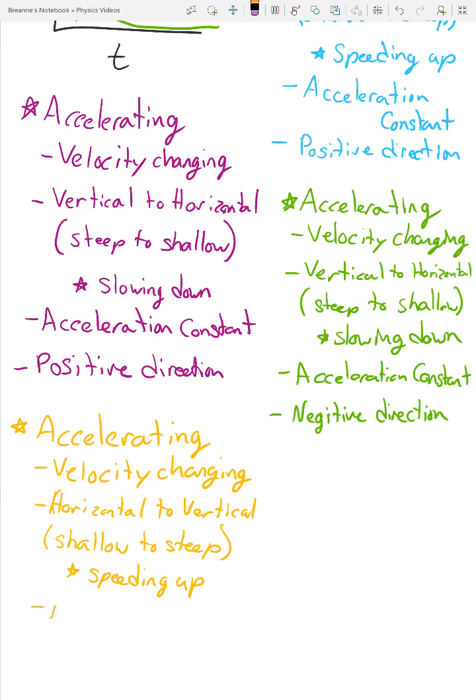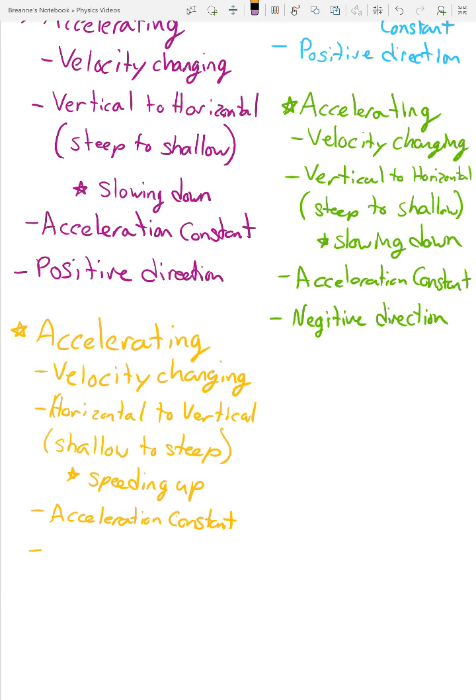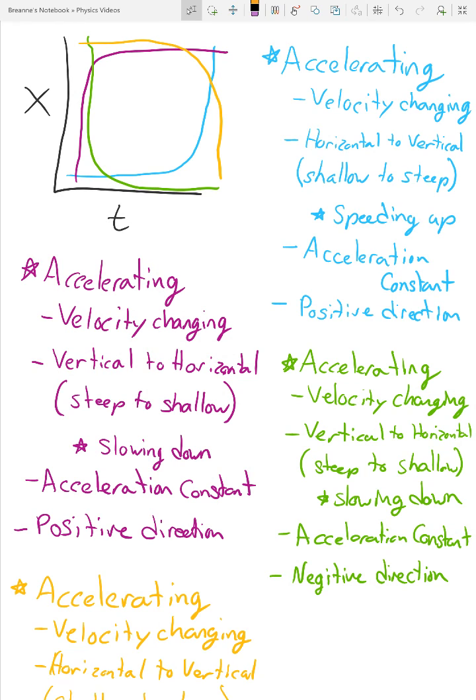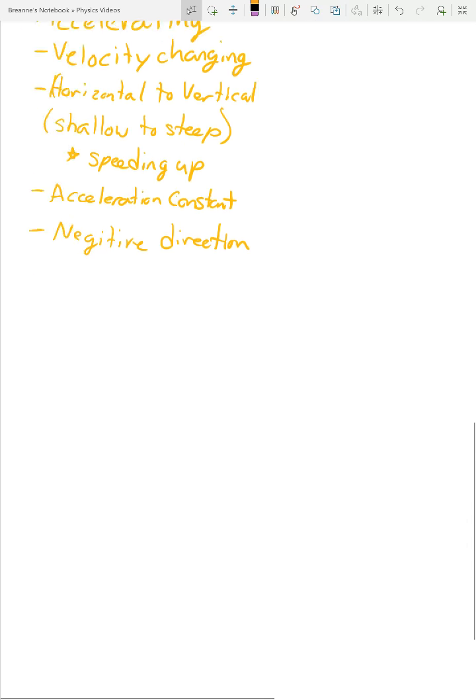Acceleration is always constant. And we're going from top to bottom. So our direction is going to be negative. So there's our 4 different curves that we have to deal with. So we are done with our position versus time.